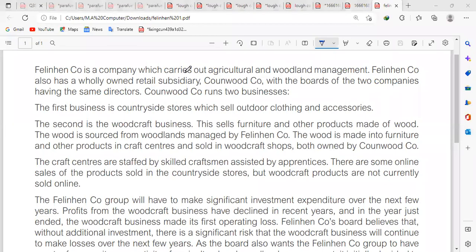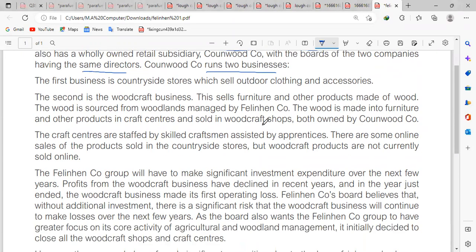F company is a company which carries out agricultural and woodland management. F company also has a wholly owned subsidiary, C company, with the boards of the two companies having the same directors. C company runs two businesses. Now the subsidiary is running the two businesses as well.